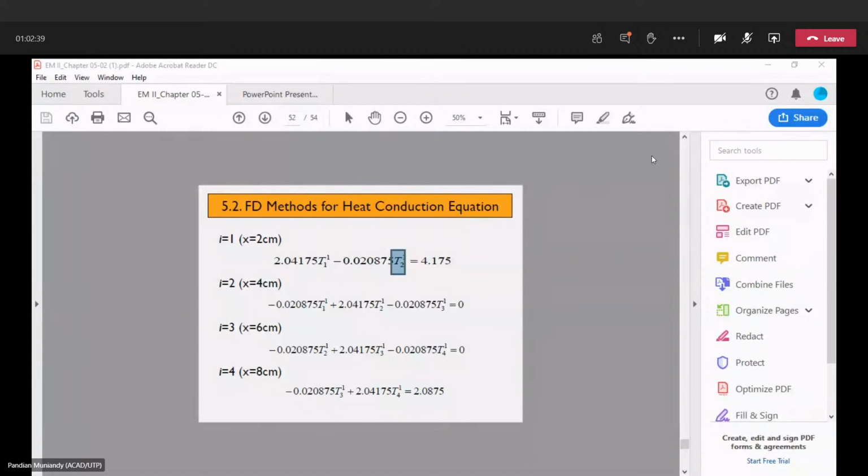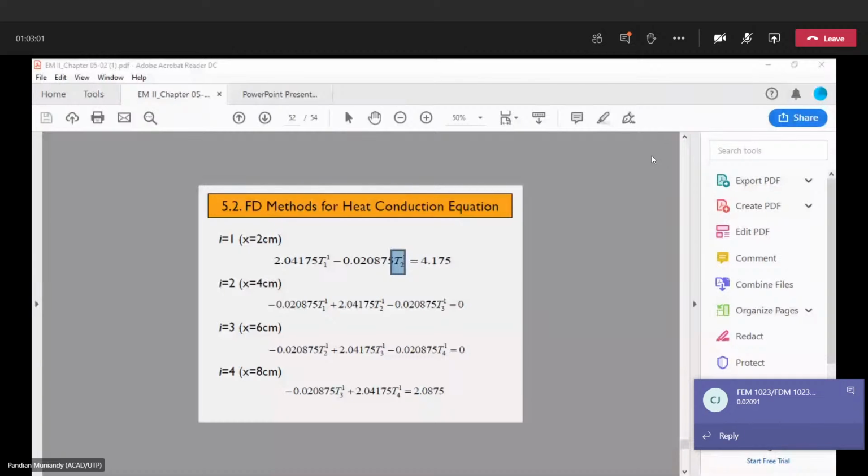So T12 equals to what? Yeah, you got to calculate, class. You have to practice. We always ask you to do this calculation because numerical calculation is like that. Otherwise, you cannot move to the next step. 0.02091. Yes.